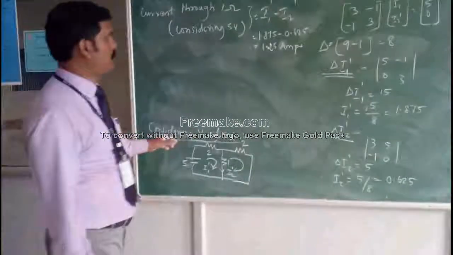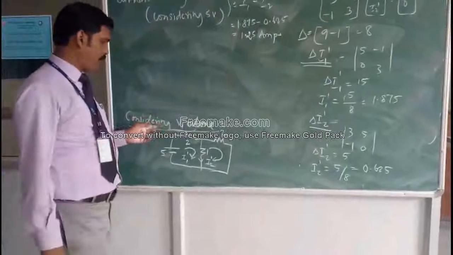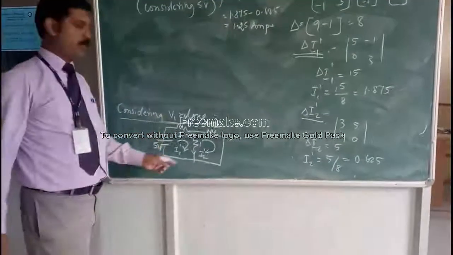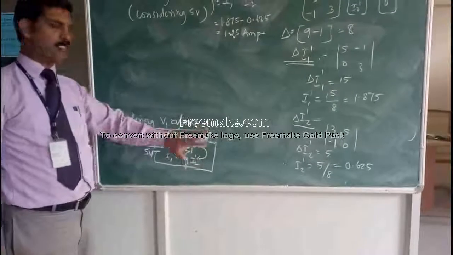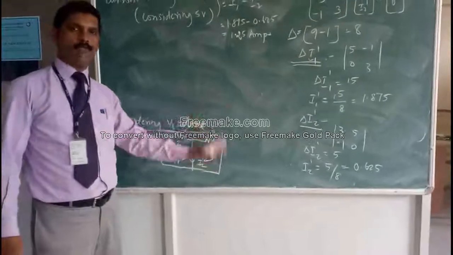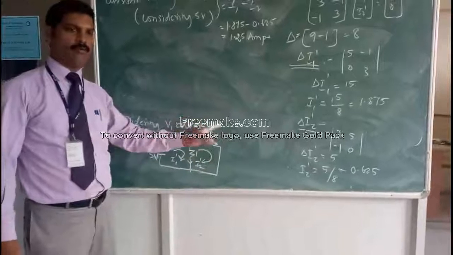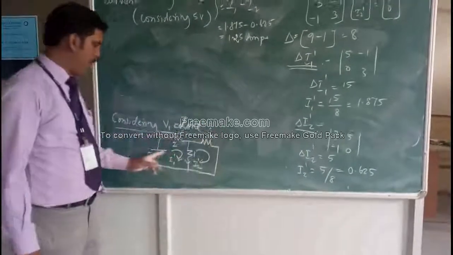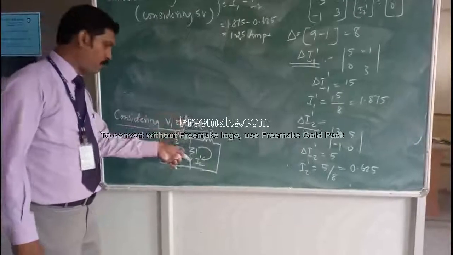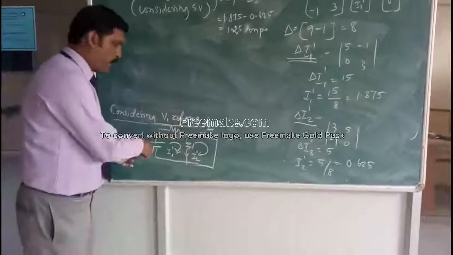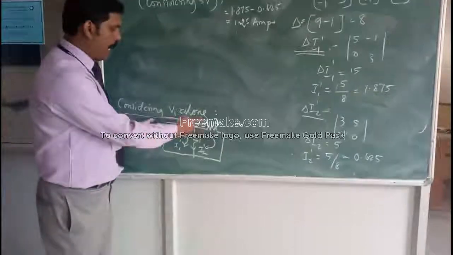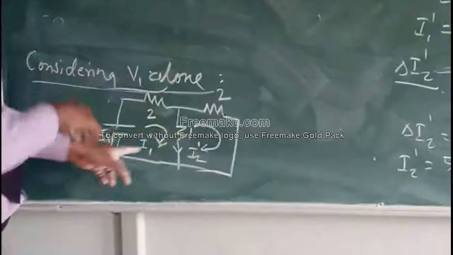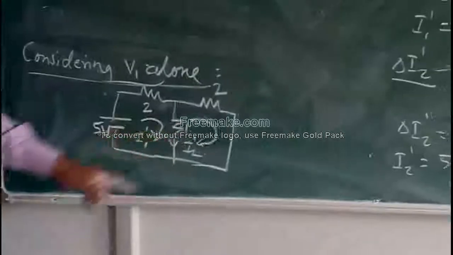So the next step is, now we are going to consider only 5 volts, and keeping the other source inoperative. That means if you have a voltage source, you have to short circuit. If you have a current source, you have to open circuit. Now we have the voltage source only 2 volts, I have short circuited it, and I am going to find the current flowing through 1 ohm because of only this 5 volts. So again I am going to use mesh loop analysis to find the current flowing through 1 ohm considering 5 volts. And you can see here I have marked I1 dash and I2 dash.